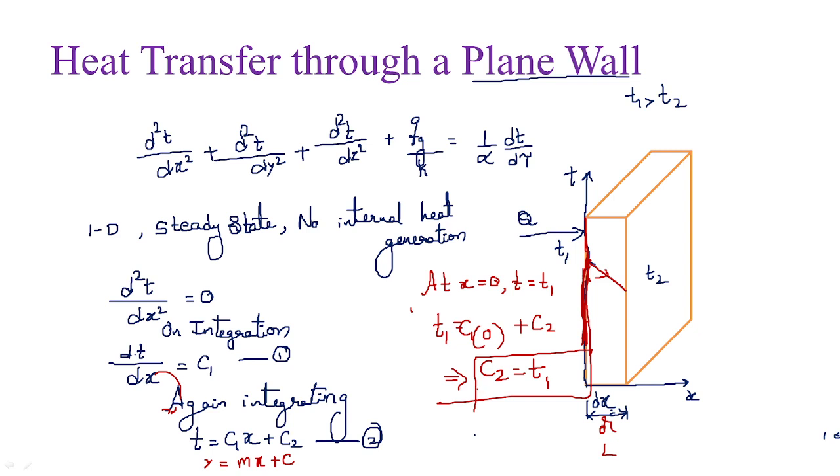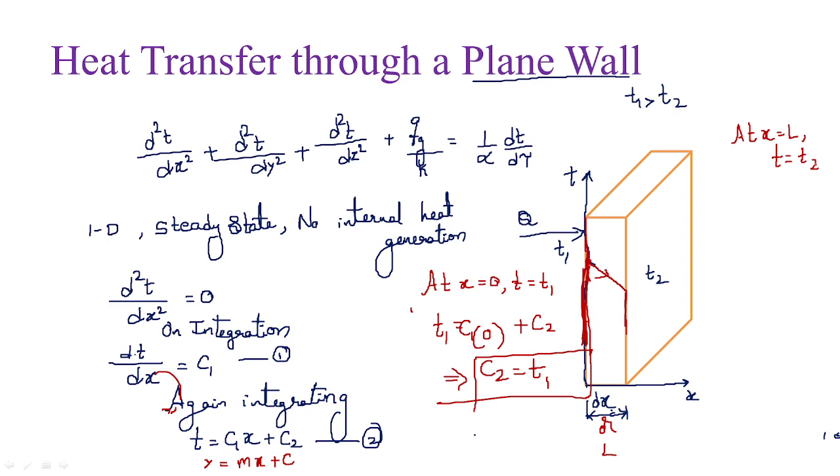Now what do we need to do after getting C2? We want C1. So let us consider the other boundary condition. What is the other boundary condition on the right hand side? That means at x is equal to L. At x is equal to L, what is the temperature?